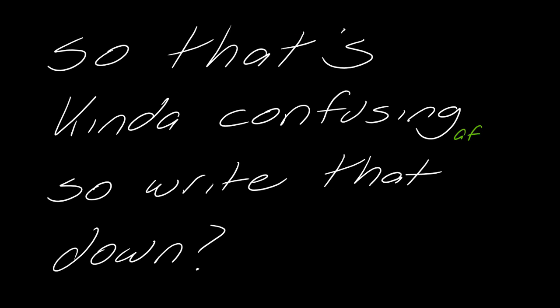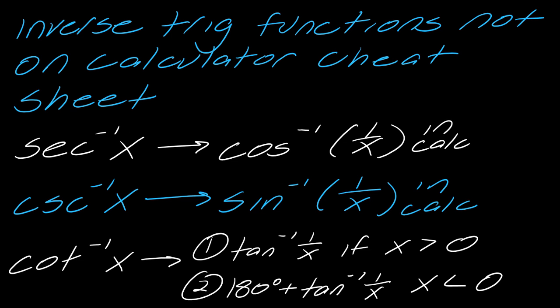So let's write that down and make a little cheat sheet. Inverse trig functions not on the calculator: here's your cheat sheet for this. If I have inverse secant, what I'm going to enter in my calculator is inverse cosine of 1 over x. So whatever this x value is, I take that reciprocal. Inverse cosecant, I take inverse sine of 1 over x.